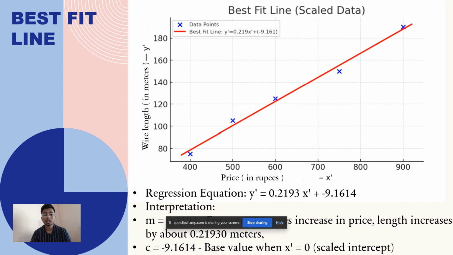In this example, our regression equation is y = 0.2193x - 9.1614. Here the slope m is 0.2193, meaning for every 1 rupee increase in price, the wire length increases by about 0.2193 meters. The intercept c is -9.1614, which represents the value of y when x is equal to 0. This line may not touch all points but gives us the best overall prediction.